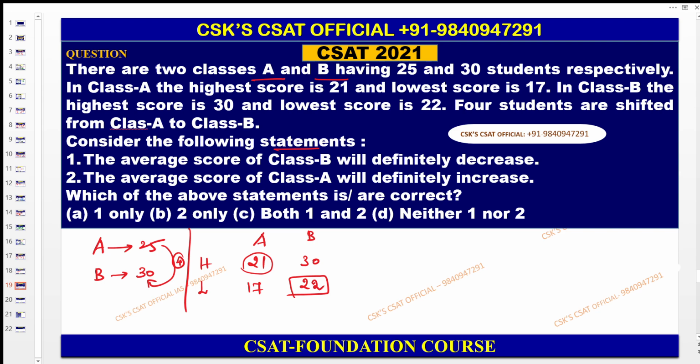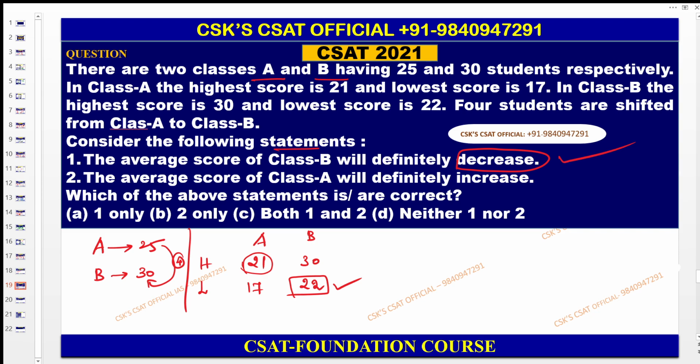Whether it is the lowest mark student or the highest mark student, even if the highest mark student itself is transferring here, it definitely decreases the average score of class B. Everyone understood? Surely it decreases, since the highest mark itself is 21 and here the lowest mark itself is 22. So if you are adding below 22, obviously it reduces only. So the first one is correct.